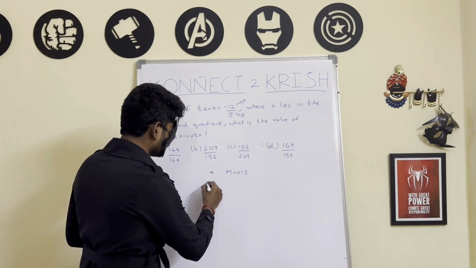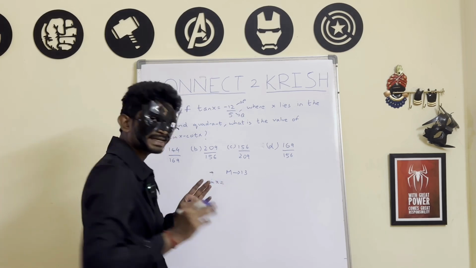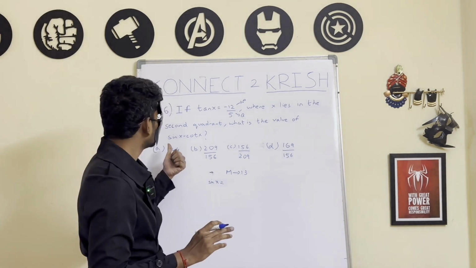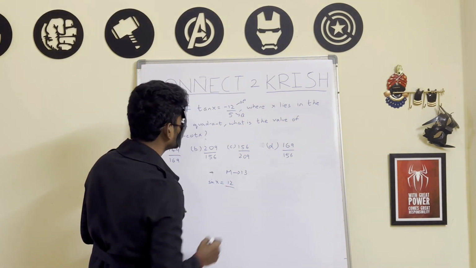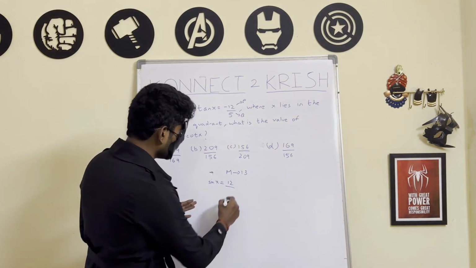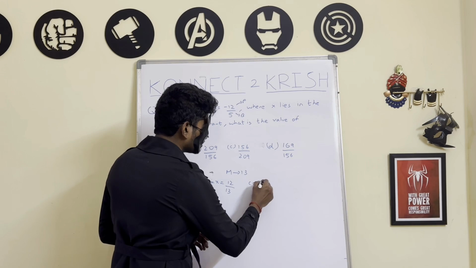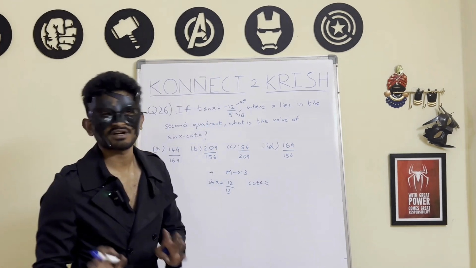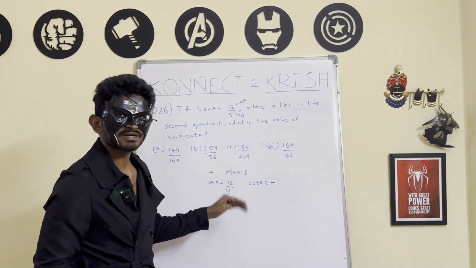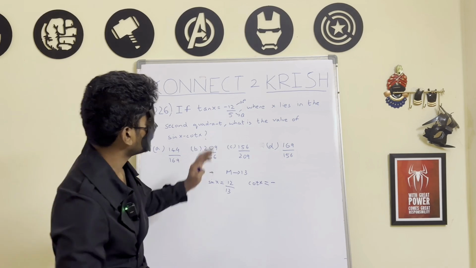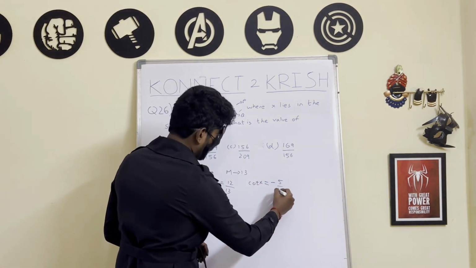Sin x value in second quadrant will be positive. It is nothing but perpendicular by hypotenuse. Perpendicular is 12 and hypotenuse is 13. And cot x value, we know that in second quadrant it is negative. So put minus sign here, and it is nothing but base by perpendicular. Base is 5, perpendicular is 12, 5 by 12.